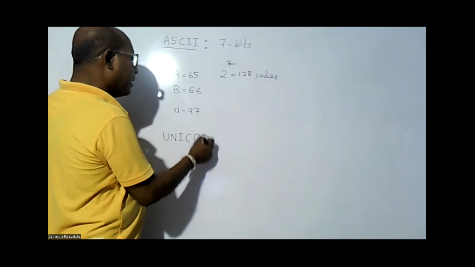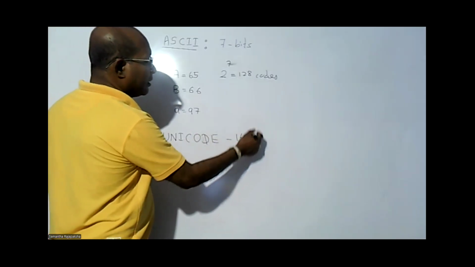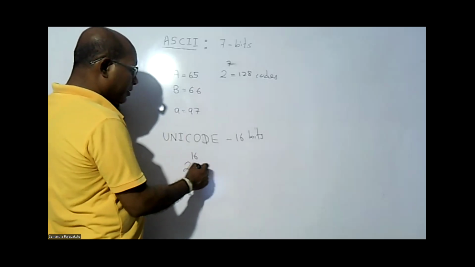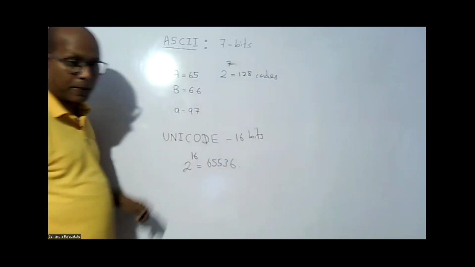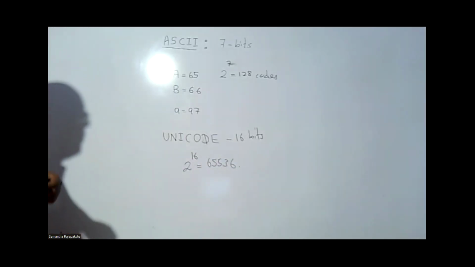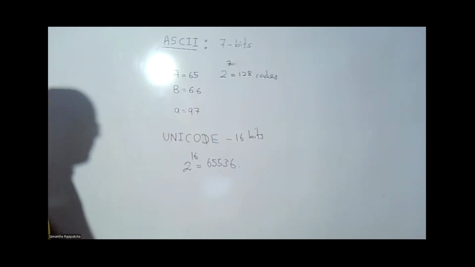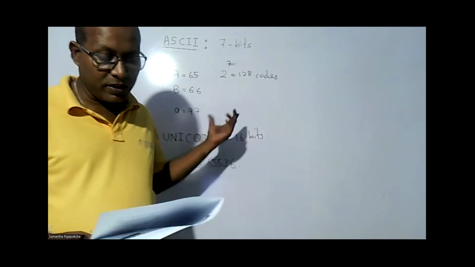Then Unicode has 16 bits per symbol. Therefore, there will be 2 to the power 16 symbols, which is equal to 65,536. So therefore, I'm using Unicode. That is actually coding. Encoding, decoding is done with this. So just remember now, first half is encoding. So encoding, decoding is this process.